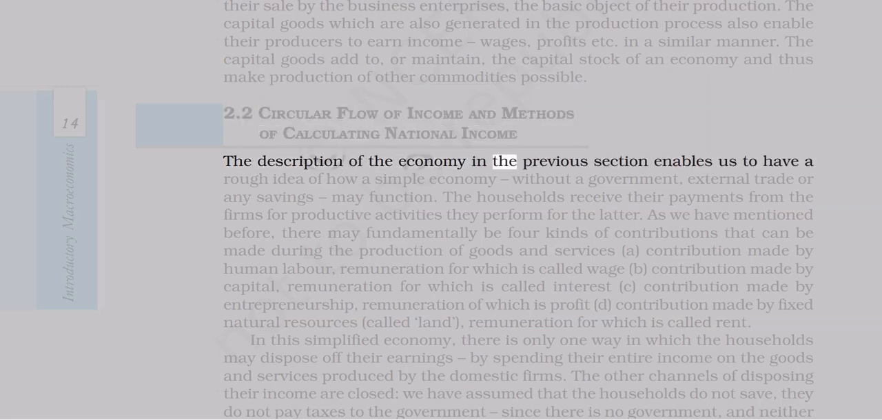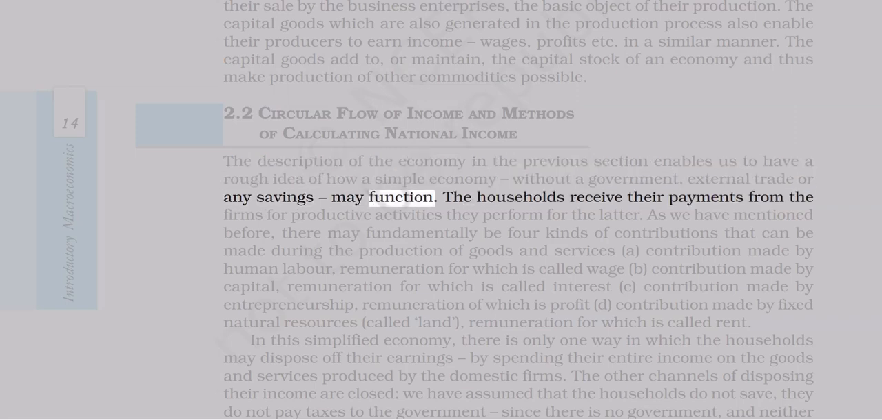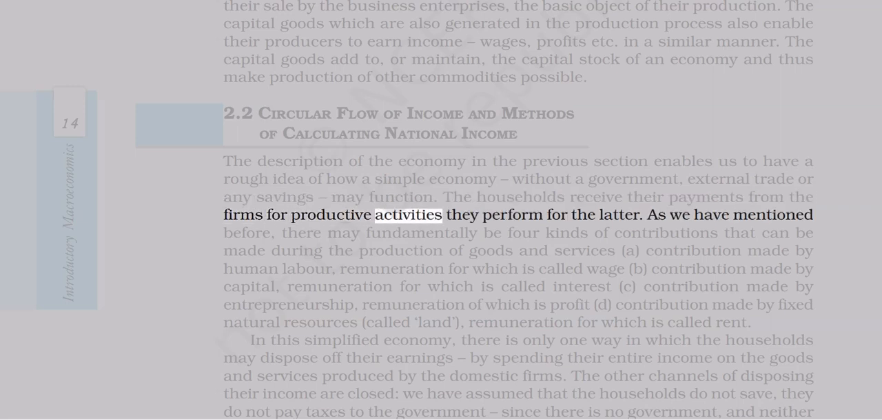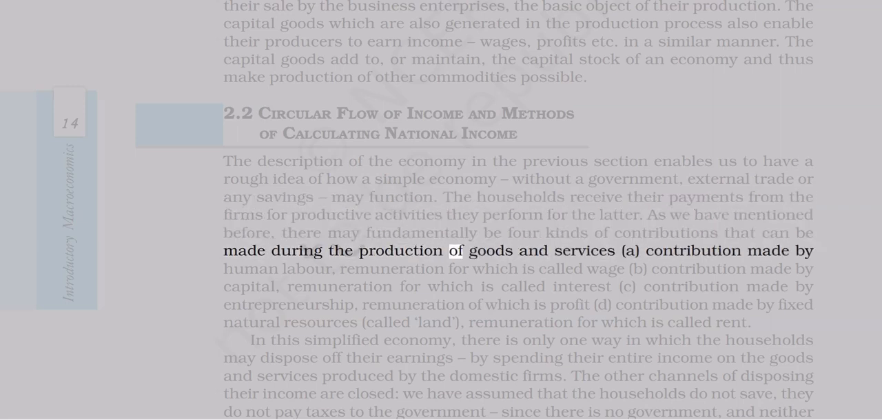2.2 Circular flow of income and methods of calculating national income. The description of the economy in the previous section enables us to have a rough idea of how a simple economy, without a government, external trade, or any savings, may function. The households receive their payments from the firms for productive activities they perform for the latter. As we have mentioned before, there may fundamentally be four kinds of contributions that can be made during the production of goods and services.